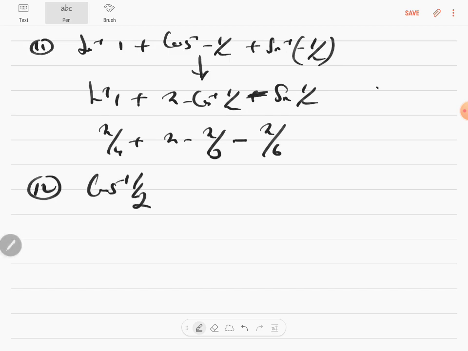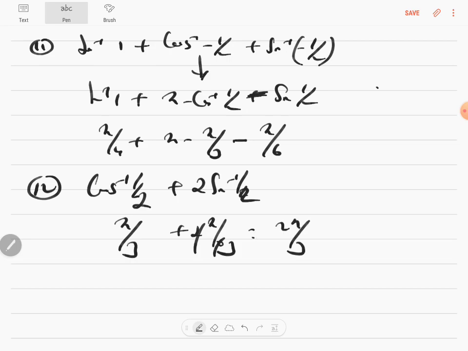Cos inverse of 1 by 2. Is it minus or plus? Plus 2 sine inverse of 1 by 2. Sine will be 1 by 2 at 30 degrees. 30 degrees is pi by 6. So 2 into pi by 6 will be pi by 3. And this is cos inverse, which is pi by 60 degrees, which is pi by 3. Pi by 3 plus pi by 3 is 2 pi by 3.